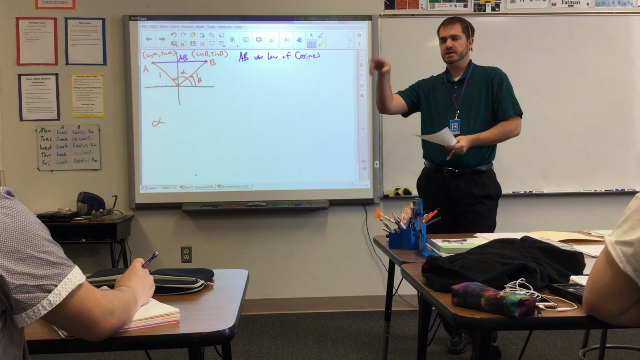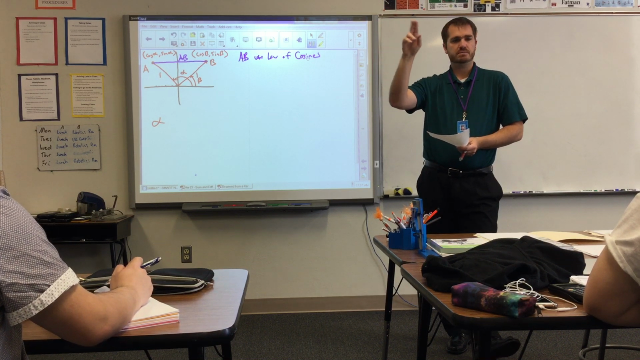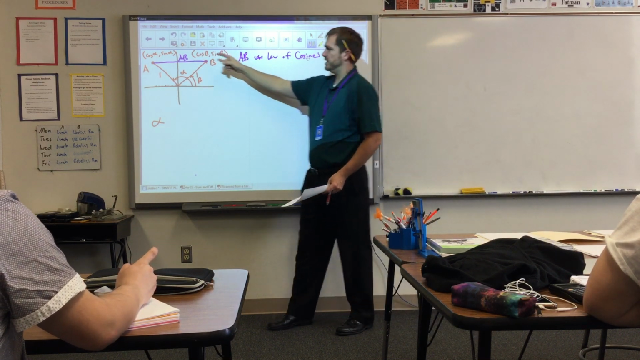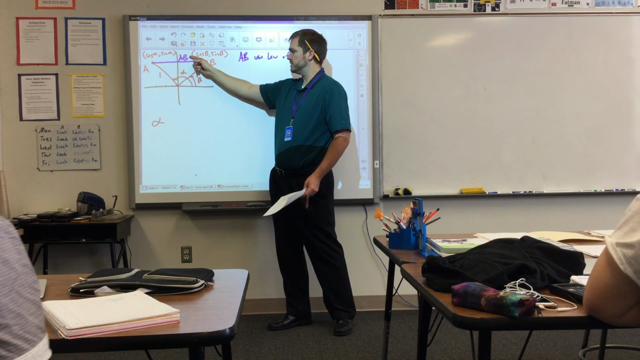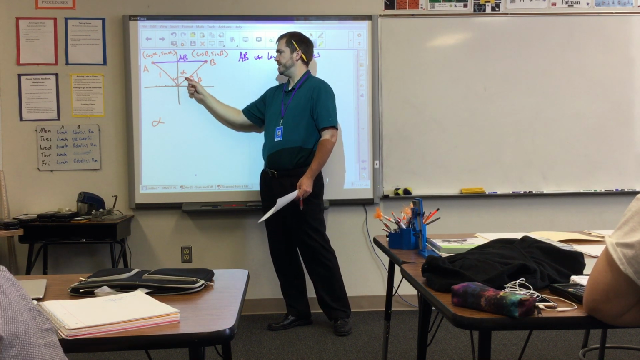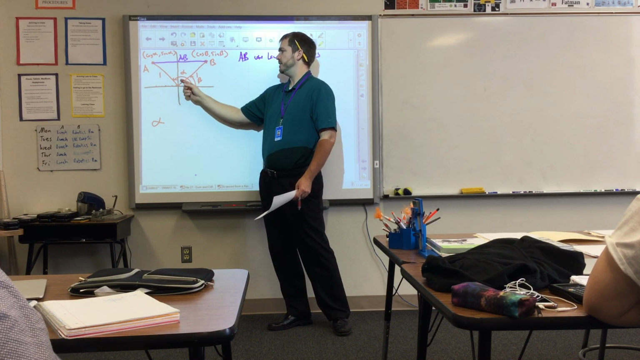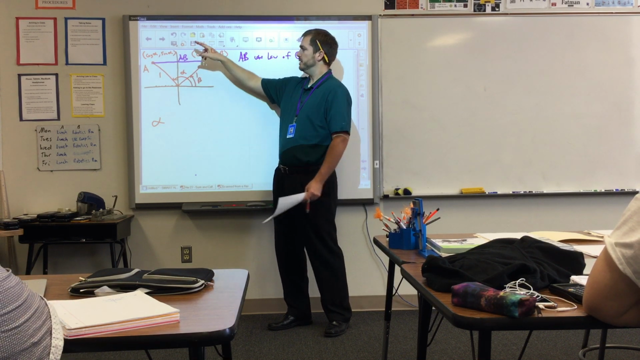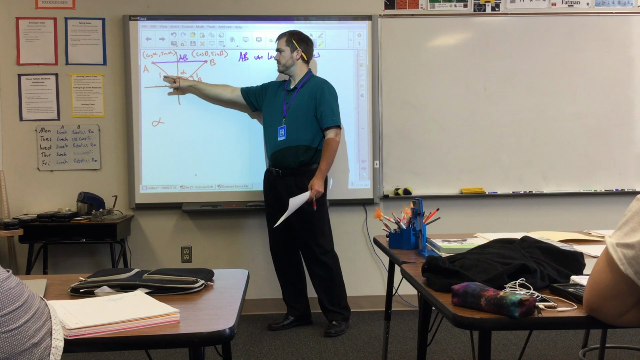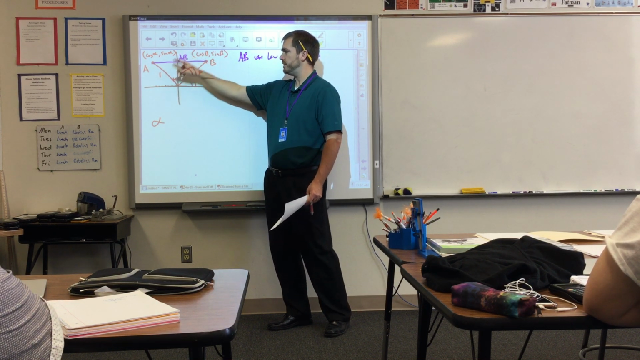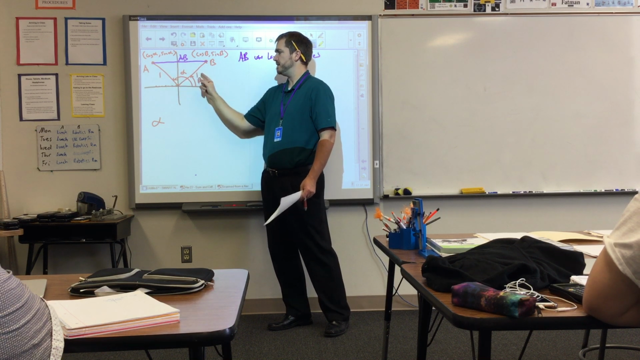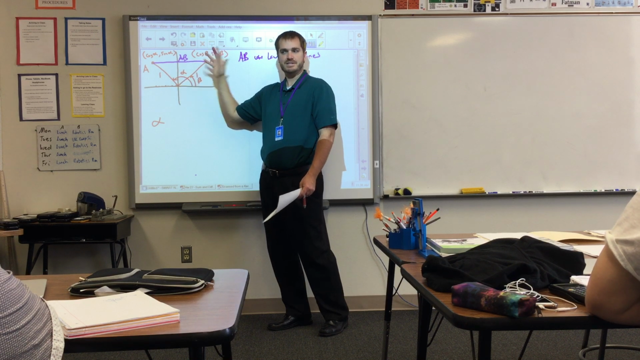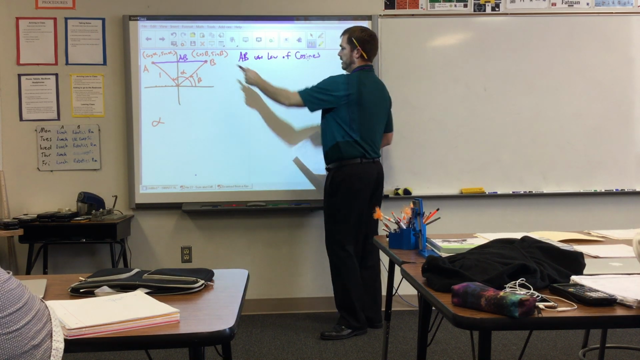Law of sines was sine A over A equals sine B over B equals sine C over C. Law of cosines was: a side squared equals the sum of the squares of the other two sides minus 2 times their product and the cosine of the included angle. That was like c squared equals a squared plus b squared minus 2 times a times b times the cosine of angle C. I don't know if you remember all that stuff. Does it sound familiar? That's fine. I'll build this for you here.